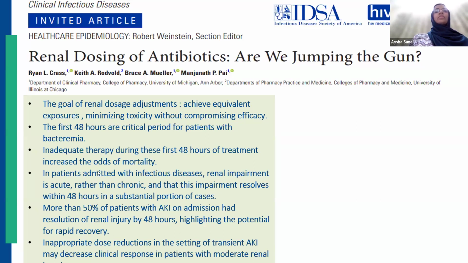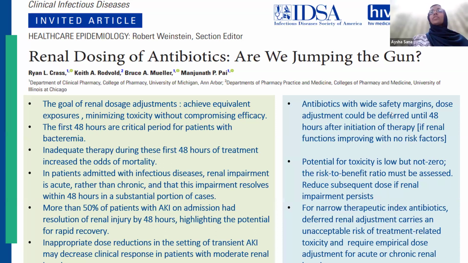In patients who are admitted with infectious diseases, renal impairment is often acute rather than chronic, and this impairment resolves within 48 hours in a substantial portion of cases. More than 50% of patients with AKI on admission had resolution of the injury after 48 hours, highlighting the potential for rapid recovery of AKI. So, inappropriate dose reduction in the setting of a transient AKI may decrease clinical response in patients with moderate renal impairment.